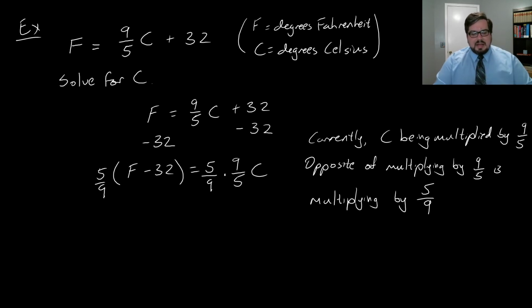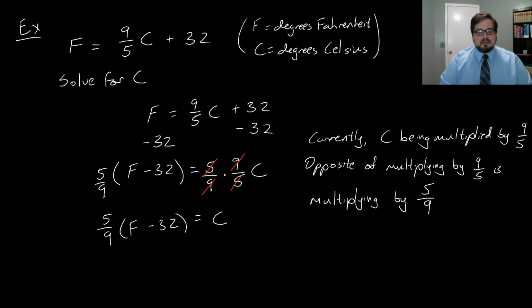And let's see why. Let's see what happens here. When we multiply 5/9 by 9/5, the 5's will cancel and the 9's will cancel. Which means that on the right-hand side of this equation, we get just C, which means we've done our job. We have solved for C. Now the left-hand side looks like 5/9 times F minus 32. And unless you're given instructions to the contrary, this is a perfectly fine way of leaving your answer. Unless you're given instructions to the contrary, go ahead and leave your answer like this.